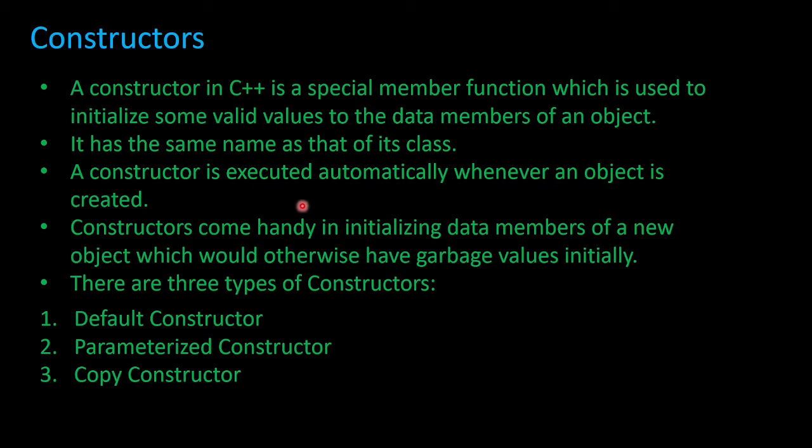So if we have a class named A, then the name of the constructor would also be A. Now, constructors come handy in initializing data members of a new object which could otherwise have garbage values initially. So, there are three types of constructors: default constructor, parameterized constructor, and copy constructor. Let's see each of these in detail.